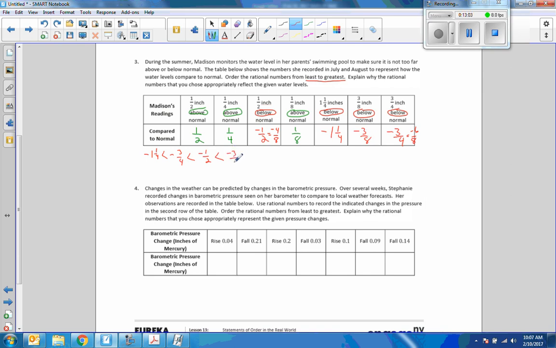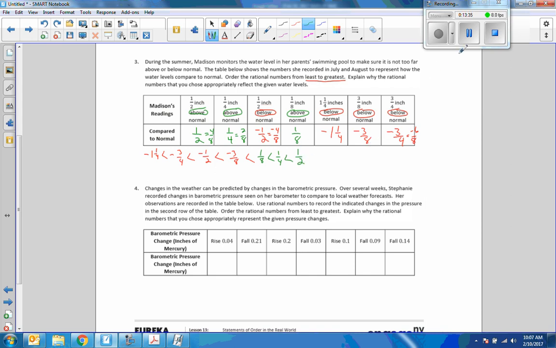And then we get to the positives, and now we're going from least to greatest again. Let's do it in 8s. So 4 times 2 is 8, so it's 2/8. And to get 8 on this, we have to multiply 2 by 4, so it's 4/8. So we have 1/8, 2/8, 4/8. 1/8 is less than 2/8 is less than 4/8.